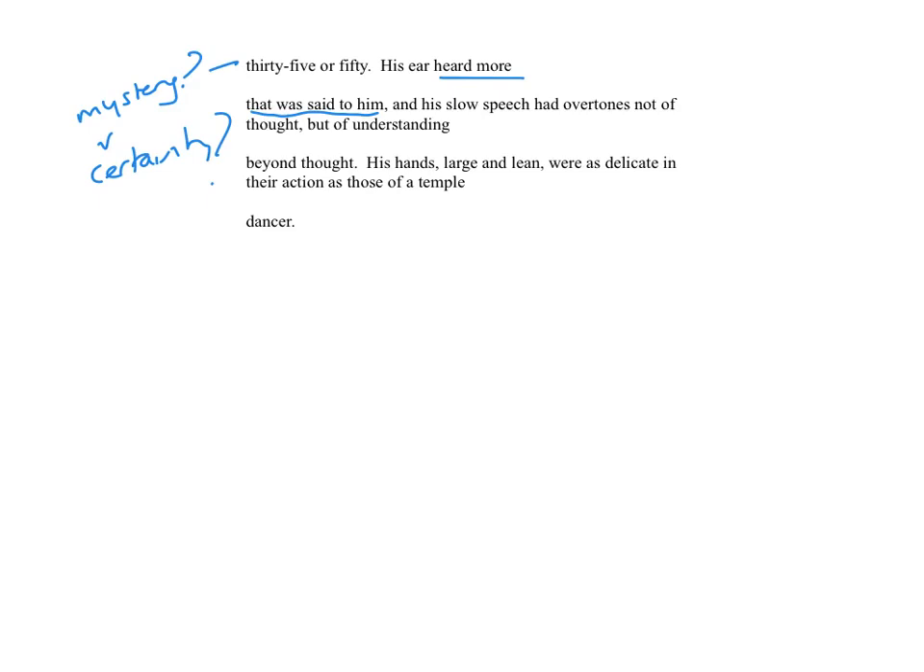His slow speech, speaking slowly, what does that say about him? Had overtones not of thought, but of understanding beyond thought. His hands, large and lean, so powerful maybe, were as delicate in their actions as those of a temple dancer. Okay, so I've got quite a lot to unpick there.